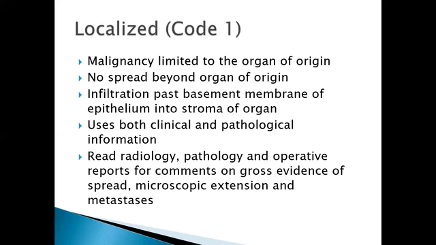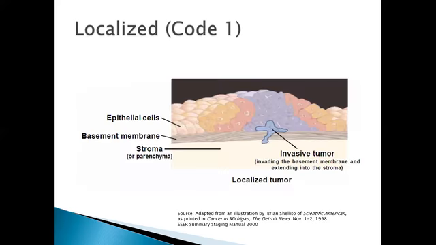On the other hand, if the pathology report, the operative report, and other investigations show no evidence of spread, then the tumor may be assumed to be localized. This is the illustration depicting a localized cancer. The cancer cells are actually invading the basement membrane and extending into the stroma, which is this pinkish color that's kind of hard to see.